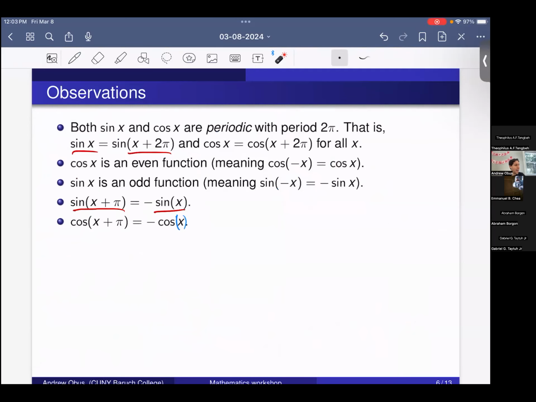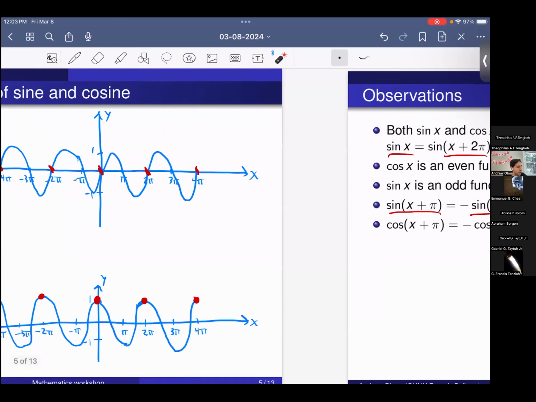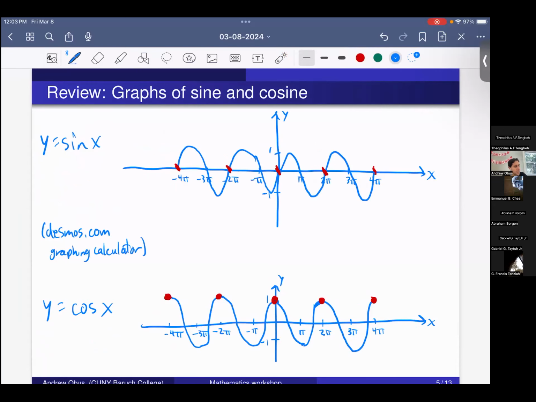And then lastly, we have these other identities: sine of x plus pi equals negative sine of x, and cosine of x plus pi equals negative cosine of x. Let me just mark that. Maybe instead of marking this every 2 pi, I'm going to mark it every pi. So what that's saying is that if I take a section of the graph between 0 and pi, and then the next section, meaning I'm adding pi to all of these angles, the values should be the negatives of what I get over here.